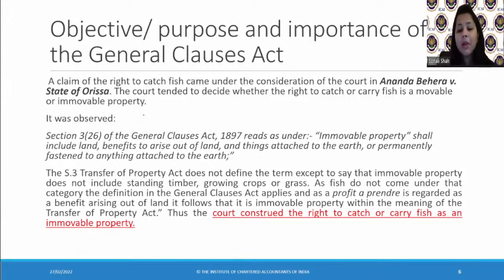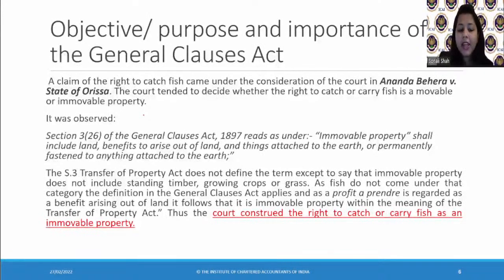Now, the term immovable property has not been specifically or clearly defined in the Transfer of Property Act. It only says that immovable property does not include standing timber, growing crops, or grass. So what it has done is say what is not included in immovable property; it doesn't specifically define it. So in this case, the court referred to Section 3, Section 26 of the GC Act, which defines the word immovable property. What does it say?